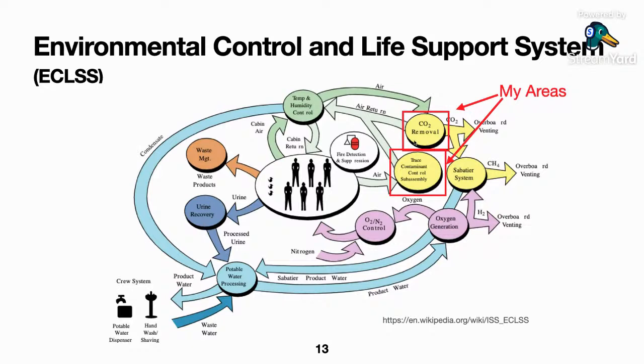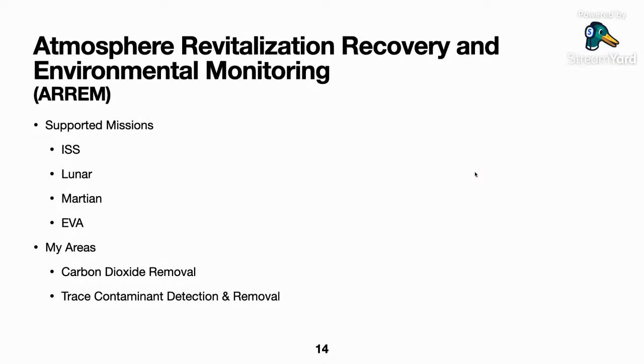But anyway, my part was carbon dioxide removal, and then also trace contaminant control for the crew. And you see there's another thing here called the Sabatier system, and this is for recycling carbon dioxide so as to be able to recover the oxygen, so as to not have to carry as much oxygen on a mission. So this project was put together to try to do a better job of this. And this is the Atmosphere Revitalization Recovery Environmental Monitoring Program, or ARREM.